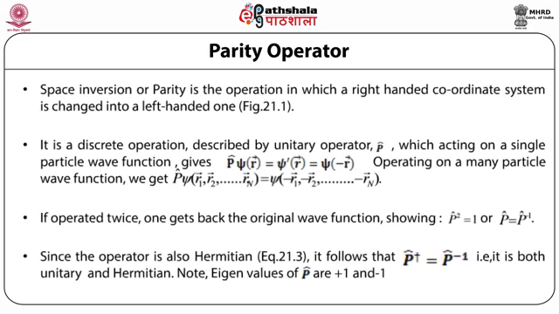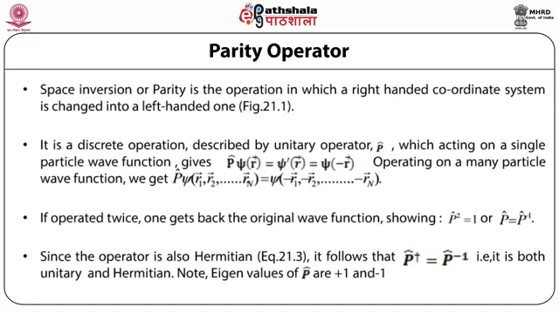Now, the operator is Hermitian. When we say that an operator is Hermitian, it means that the operator and its adjoint are equal, or operator P is equal to operator P dagger. So using the fact that the parity operator or the space inversion operator is Hermitian, and also the property we have just discussed, that P is equal to P inverse, we can write that the adjoint of P, that is P dagger, is equal to P inverse.